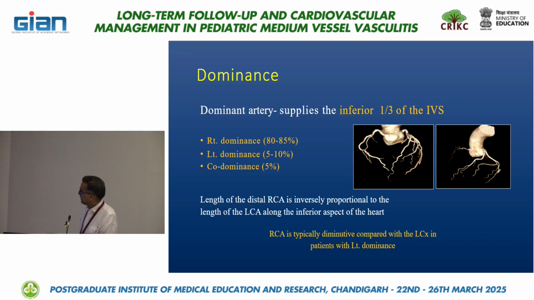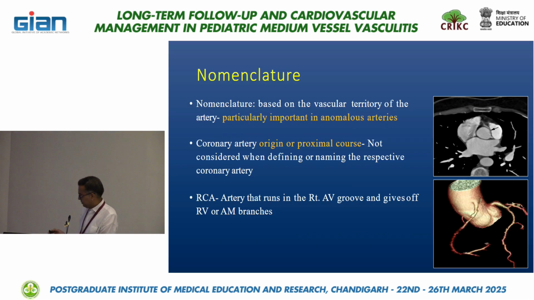The dominance is right dominance in the majority of cases, with a small subset of left dominance. The importance is that if there is left dominant circulation, the RCA is generally very small, and the larger branches, such as the PDA, are supplied by the left circumflex. The nomenclature of the coronaries is also based on this principle: which territory it supplies and which branches it gives.